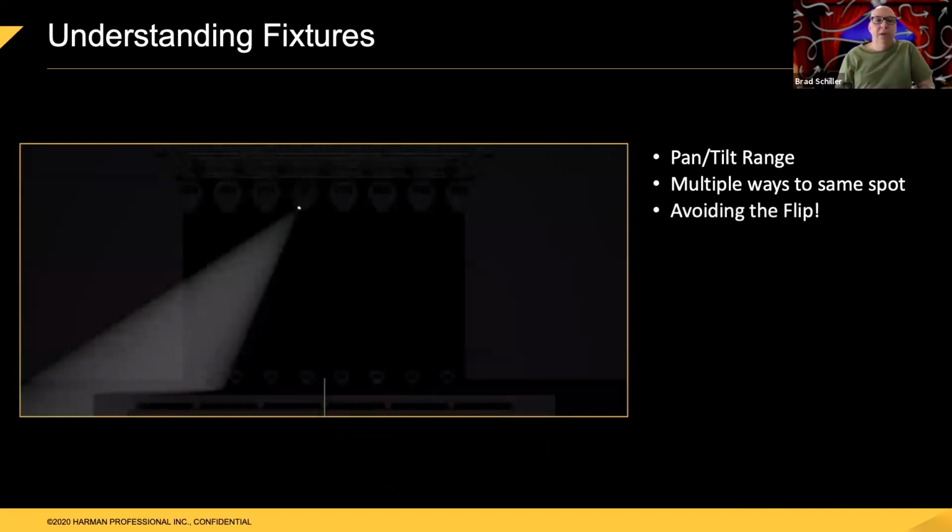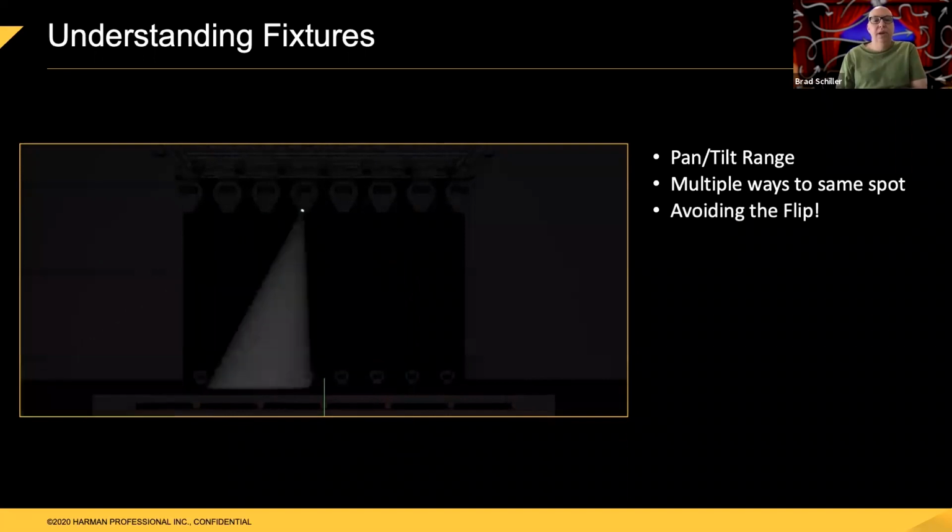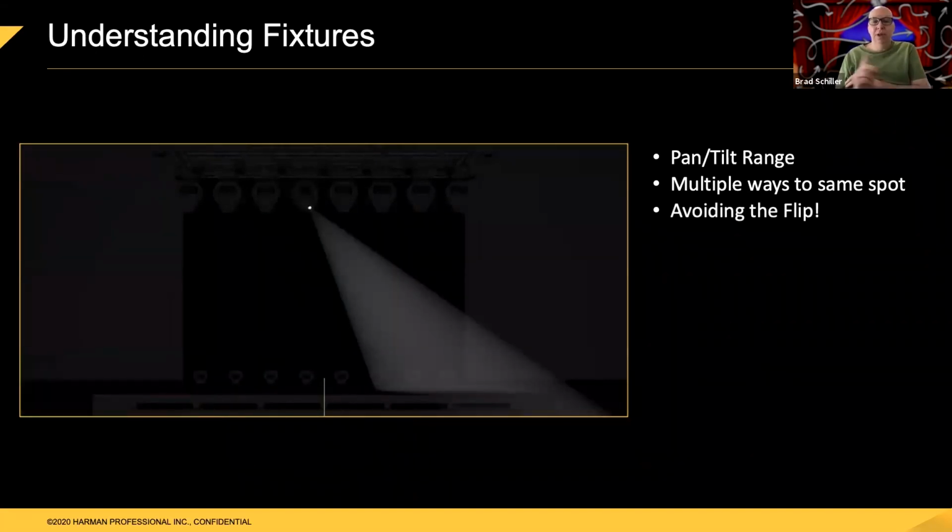What is a flip? Let's say you have this fixture here pointing over at stage right, and you want to just see it pan across the stage to the other side. And you see this happen. You see it do that little flip partway through. Well, that means that your two positions are not on the same side of the pan or tilt. So that's what's happened. You built your fixtures in the wrong area.